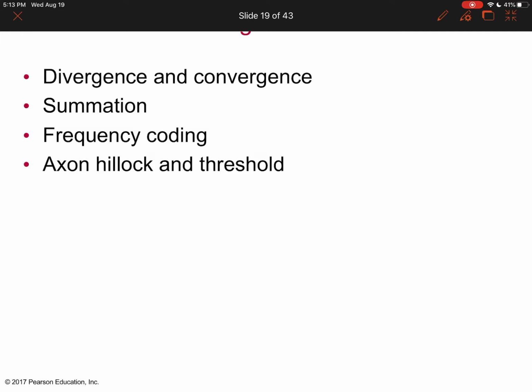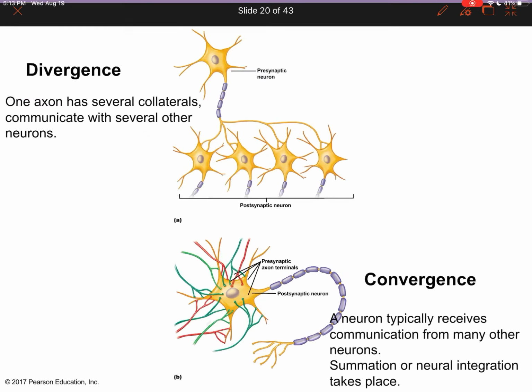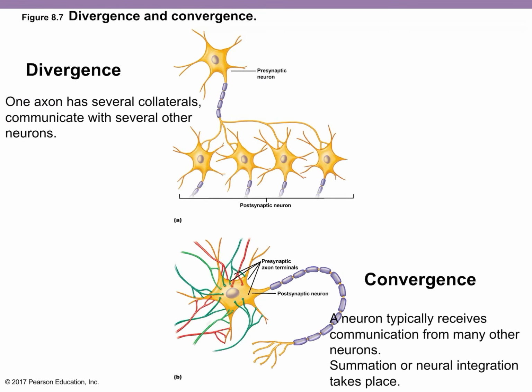All right, so this is part 2 of chapter 8. We're going to talk about the neural integration and some neurotransmitters in this section. So let's go ahead and get started. We're going to take a look at some concepts here with divergence and convergence, summation, frequency coding, the axon hillock, and threshold.